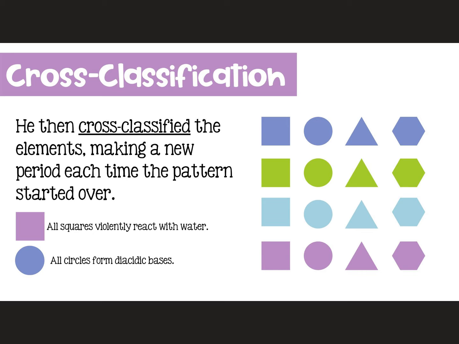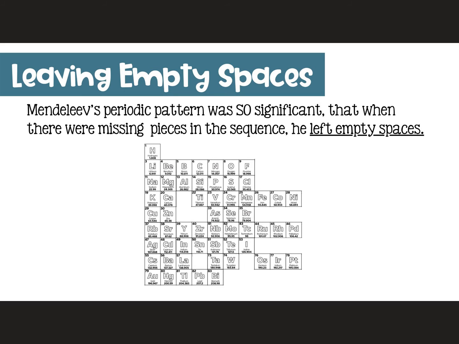For example, all the squares react violently with water, and all the circles form diacidic bases. You don't need to know what that means. Just know that they share some reactivity. Mendeleev actually noticed a really strong pattern in these elements.